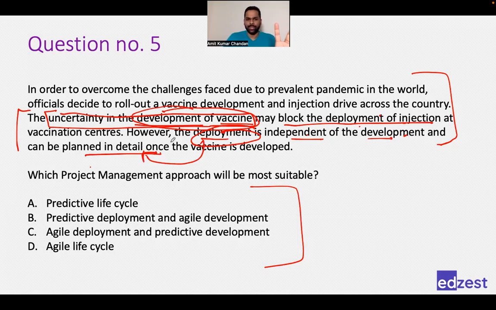We are talking about two parts, right? Uncertainty in development, so this is part of agile. Clarity in terms of deployment, so this is my traditional. We are again talking about hybrid, of course, because this is our topic.